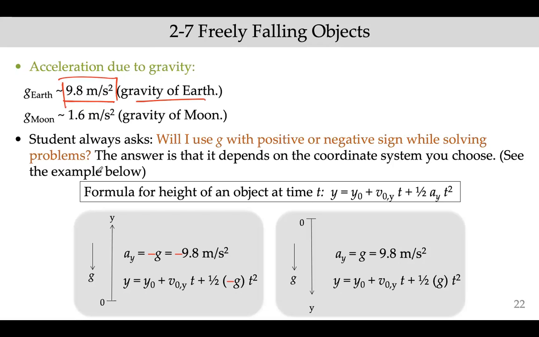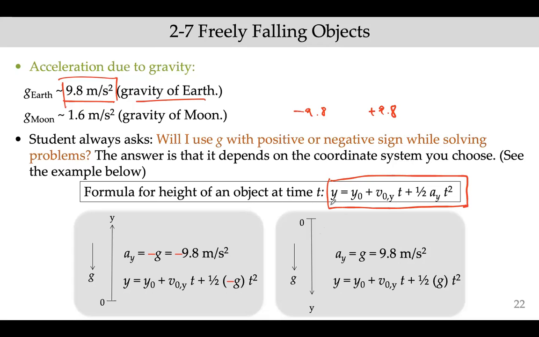A lot of students ask this question: will I use g with positive or negative sign while solving problems? So they ask, am I going to take it negative 9.8 or positive 9.8? The answer is that it depends on the coordinate system you choose. So let's look at this example. The formula for the height of an object at time t is this. This is one of the formulas that you could find in the table from the previous slides. Here it's written in terms of y, but it could be x. It doesn't matter which variable you use.